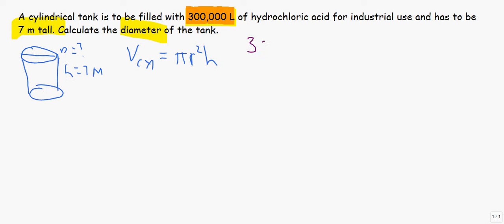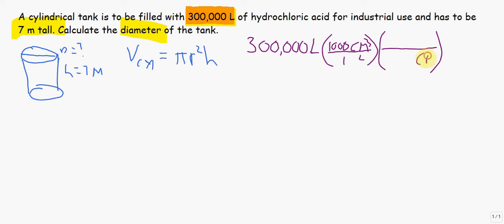So my next step now, 300,000 liters, set up a conversion factor. How am I going to get liters into something usable? Well, I know a link between liters and cubic centimeters. I know that 1 liter is 1,000 cubic centimeters, because a cubic centimeter is the same as a milliliter. So I can make that calculation easy enough. And then I know something about cubic centimeters and cubic meters. I know that in 1 cubic meter, there are 1,000,000, 1 times 10 to the 6th, cubic centimeters.